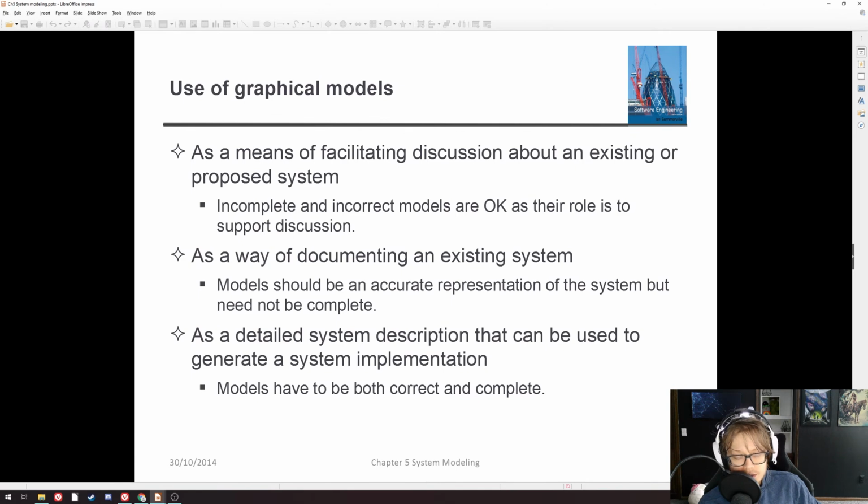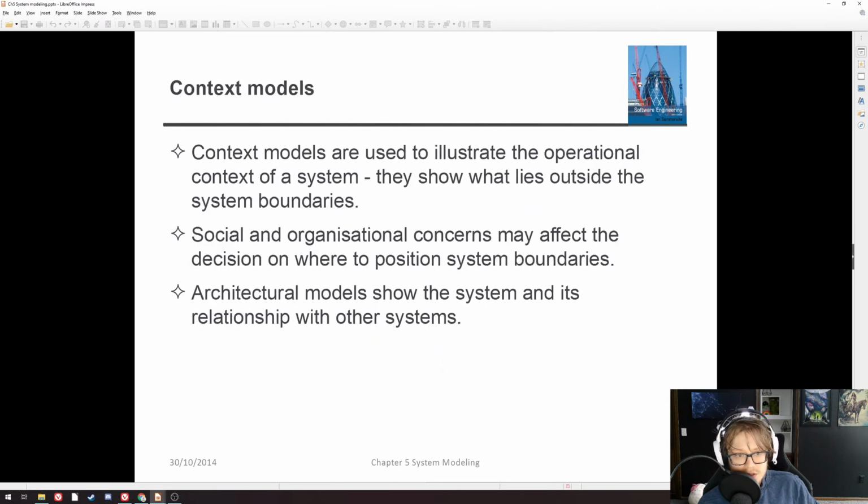Something that we're probably not going to do in this class is try to generate a full, correct, and complete graphical model. So think of yours in a more informal way. Try to make them as correct and complete as possible, but don't think that you have to be perfect. So let's look at the context models.